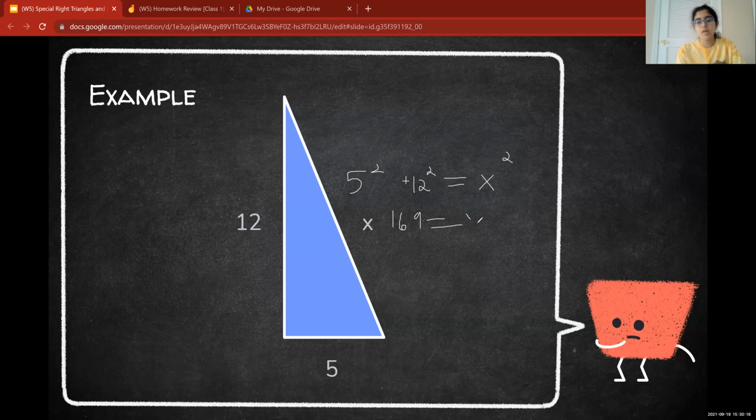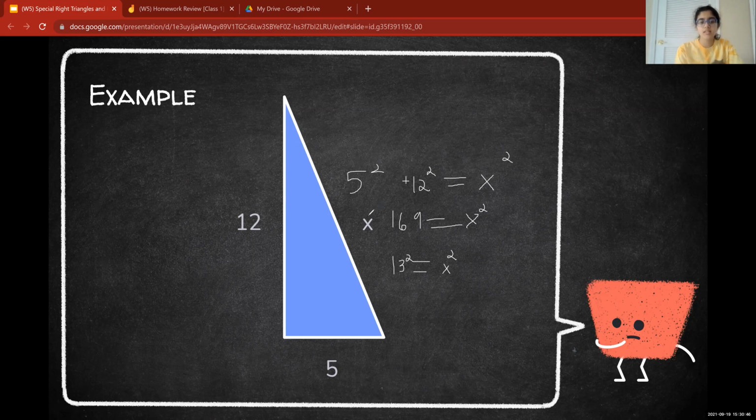Now, if you've memorized your squares, you'll know that 169 is equal to 13 squared. And if you haven't memorized it, you can just do 13 squared right now, and you will see that 169 is 13 squared. So we get 13 squared is equal to x squared, right? And what that means is that x must be 13, right? Because if we find the square root of both sides, we get 13 is equal to x.